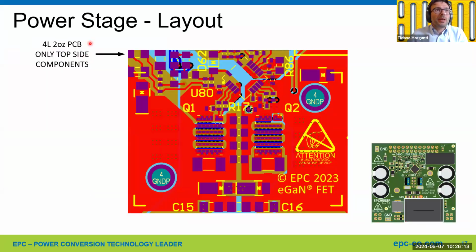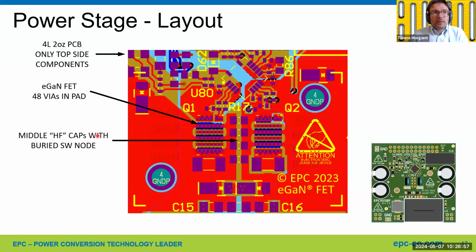So talking about the power stage, let's have a look at the layout we implemented. It has been routed on a 4-layer, 2 ounce per layer PCB. Components are only on the top side. Here are our GaN FETs. Those are 3 by 5 millimeters. We used via-in-pad, and we were able to fit 48 via-in-pad for each FET. And this is very important to reduce both the parasitic inductance and the thermal resistance to the internal copper layers.